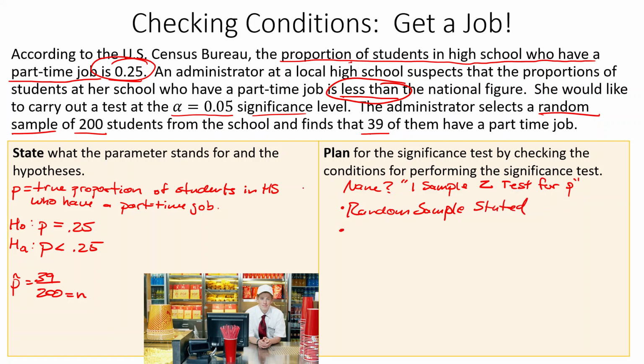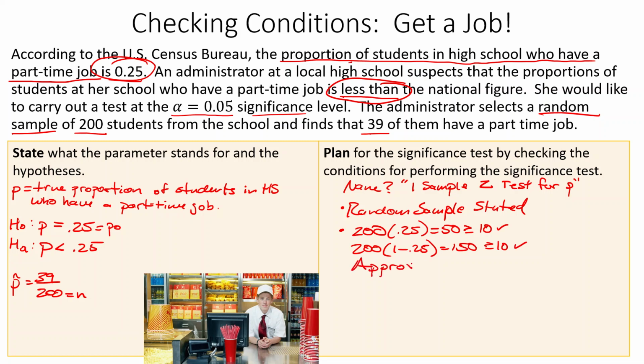Next up, the normal condition. So we want to do n times p. Our n is 200. Our p naught is our starting p right here, 0.25. So 200 times 0.25 is 50, which is greater than or equal to 10. That checks out. And 200 times 1 minus 0.25 would be the rest of them. So 200 minus 50 is 150, which is also greater than or equal to 10. So we do have the normal condition met, so we have an approximately normal sampling distribution.